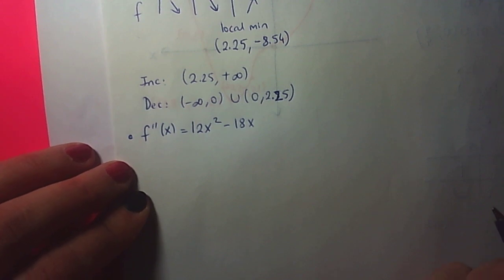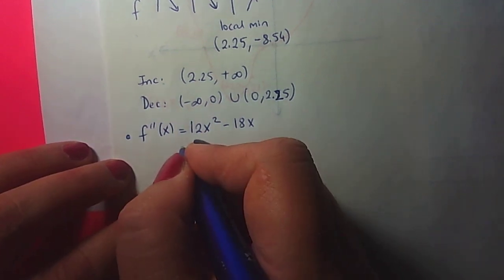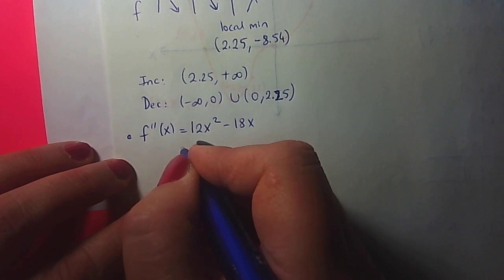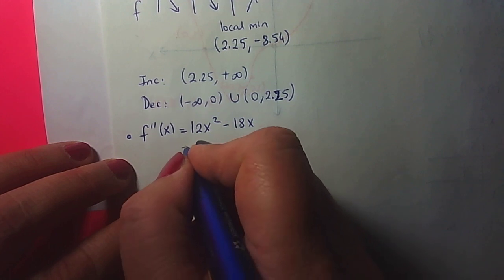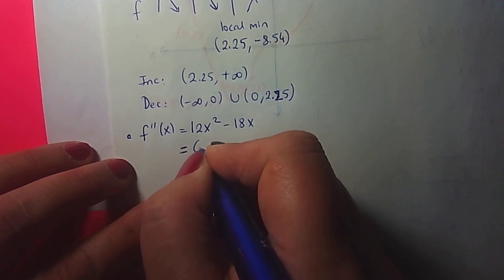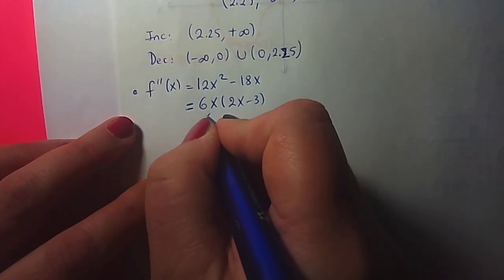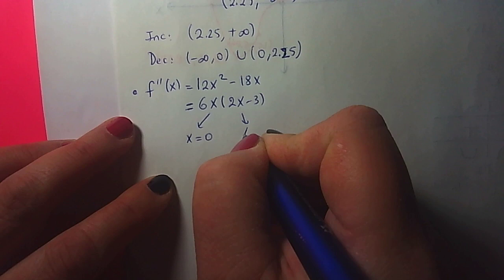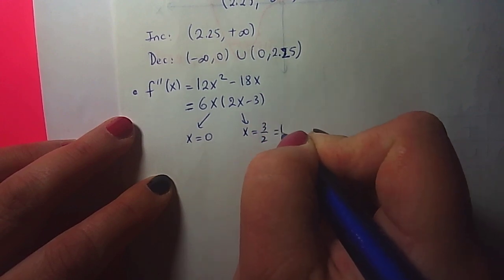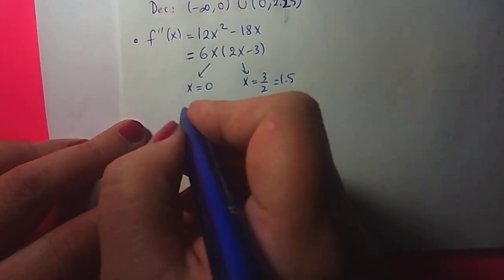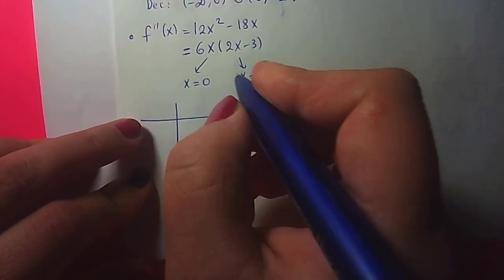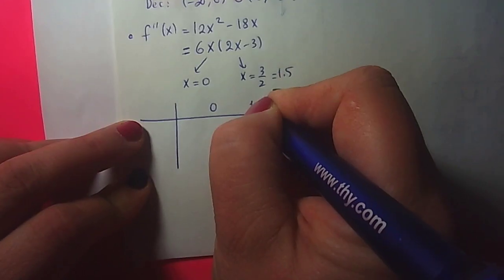To be able to do the second derivative test, we need the zeros of the second derivative plus values that make the second derivative undefined. But in this case, there is no value that makes the second derivative undefined because it's a polynomial. Therefore, we are just going to take the zeros of it. So 6x is a common factor, so we get 2x minus 3. So the zeros of the second derivative are 0 and 3 over 2, decimal value 1.5. So we use those values in the table.